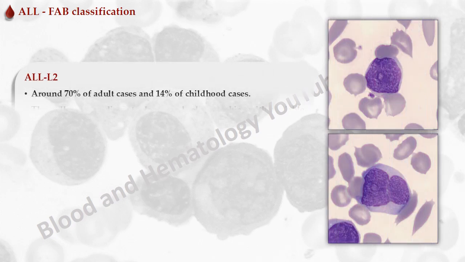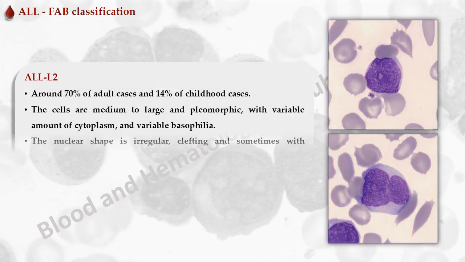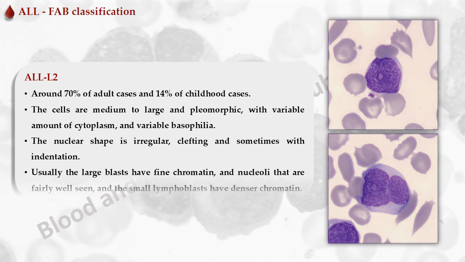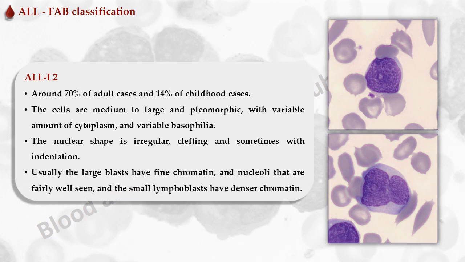Around 70% of adult cases and 14% of childhood cases are of FAB L2 subtype. The cells are medium to large and pleomorphic, with variable amount of cytoplasm and variable basophilia. The nuclear shape is irregular, clefting, and sometimes with indentation. Usually the large blasts have fine chromatin and nucleoli that are fairly well seen, and the small lymphoblasts have denser chromatin.